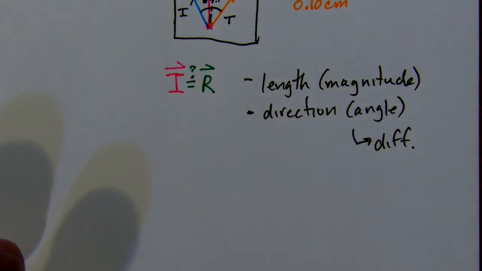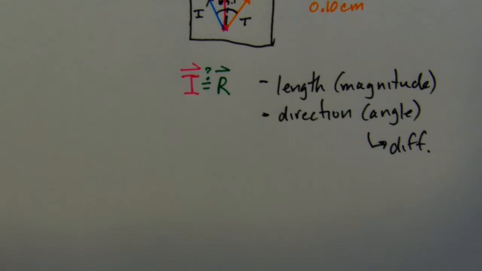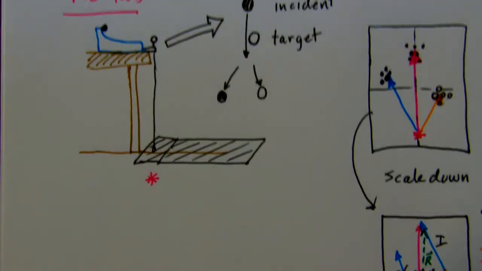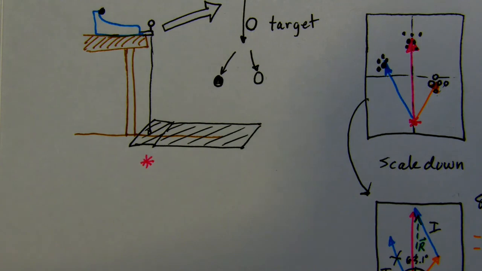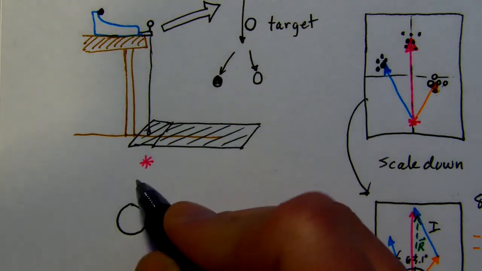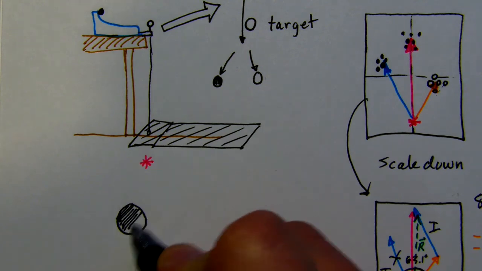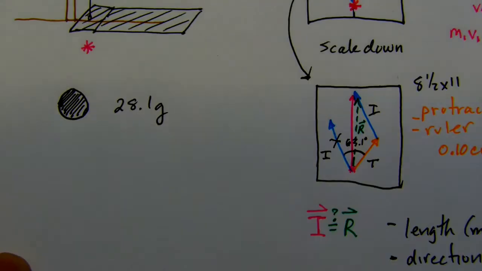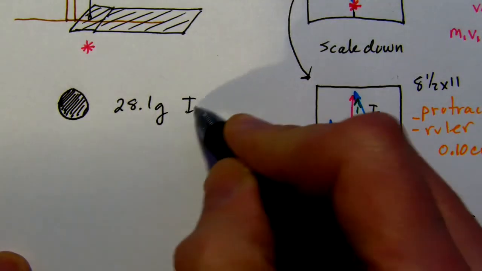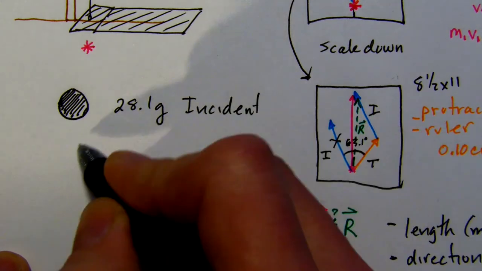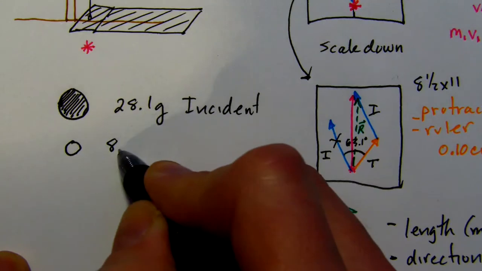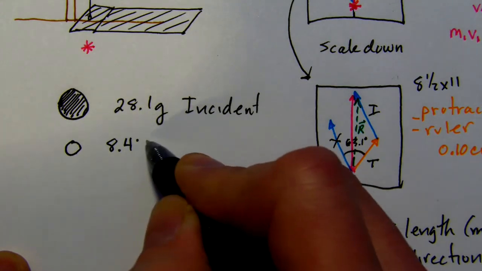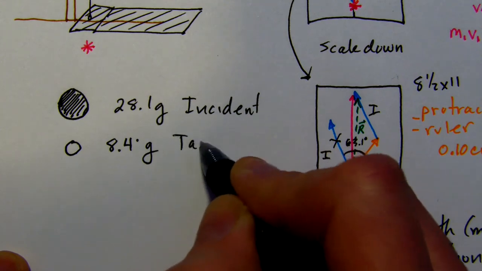Okay, and I want to show you another situation though, because there's another trial that goes on here. And this time we're going to take the same situation, okay? But this time we're going to have a larger incident sphere, okay? This larger incident sphere here for trial 2, we're going to say that that has a 28.1 gram incident sphere. So when that guy comes in, that's going to strike the target. And then we're going to leave the other, we can call it 8.4 grams for the target.